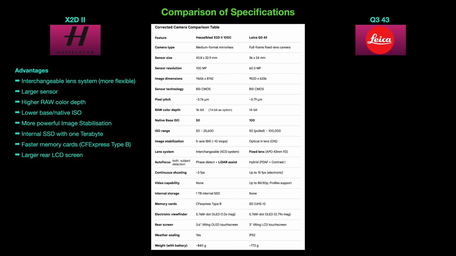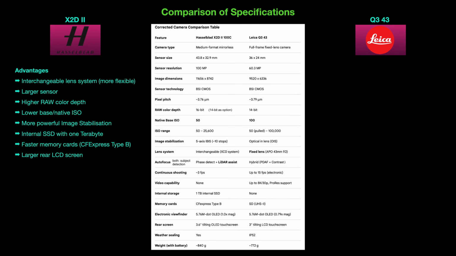We have more powerful image stabilization based on IBIS, so in-body image stabilization with theoretically up to 10 full stops. On the Leica Q3 43, we have only optical image stabilization in the lens, and I showed you when shaking the camera how that stabilization mechanism makes some noise.